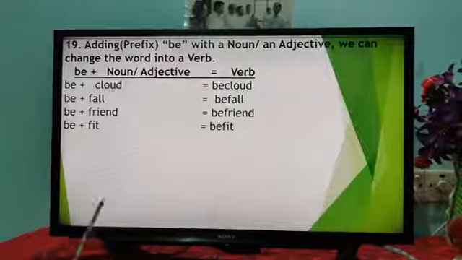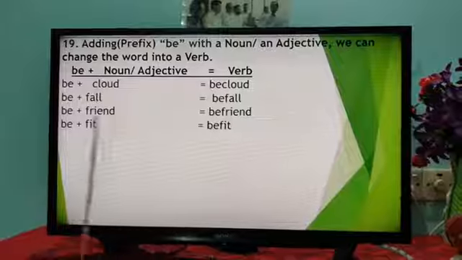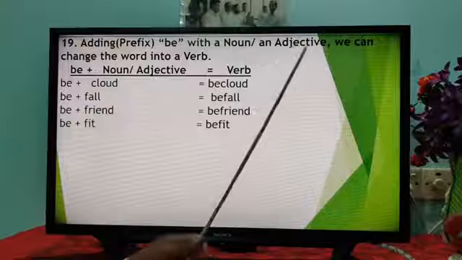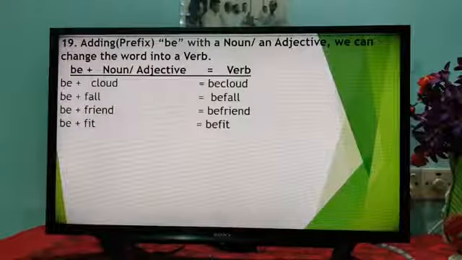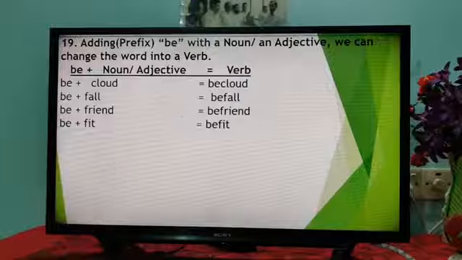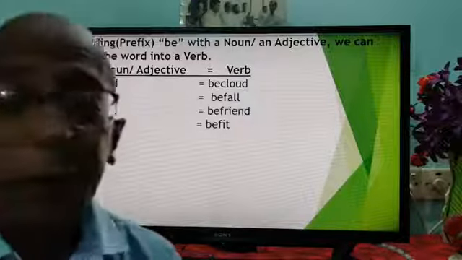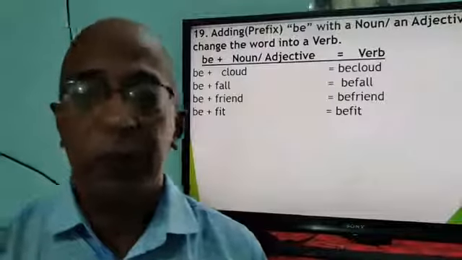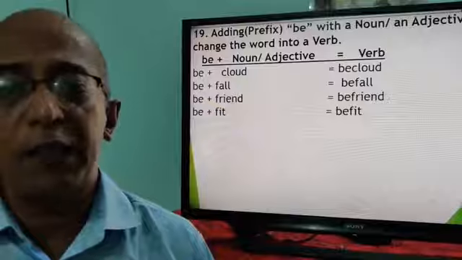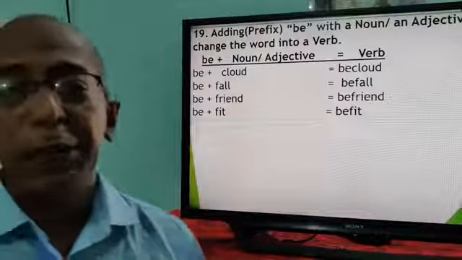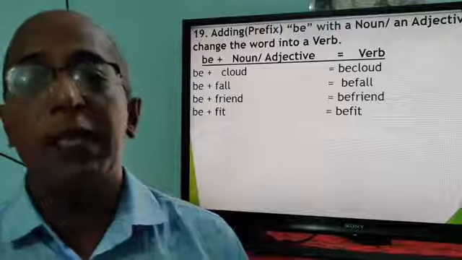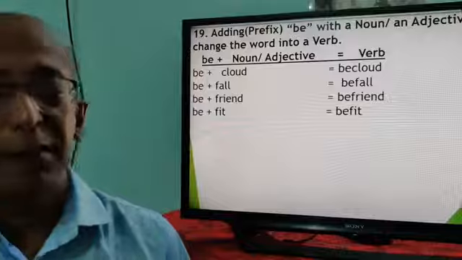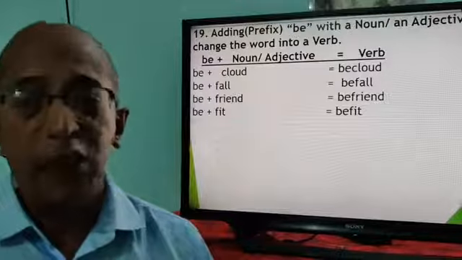Now let's come to prefix. Uses of prefix. Adding the prefix be with a noun or an adjective, we can change the word into a verb. Where is a prefix used? Pre means before. So a prefix is used before the root word. If a word part is fixed before a root word, it is called a prefix.